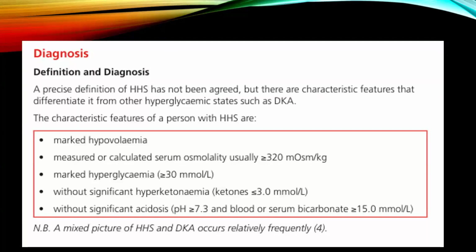The precise definition of HHS has not been agreed, but there are characteristic features that differentiate it from the hyperglycemic state such as DKA. The characteristic features of a person with HHS are marked hypovolemia, measured or calculated serum osmolality more than 320, marked hyperglycemia, without significant hyperketonemia, and without significant acidosis.